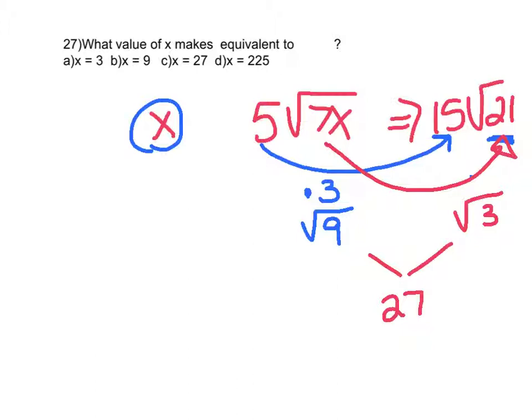Let's check our answer here. So if I put 7 times 27, 7 times 27 gives you 189.